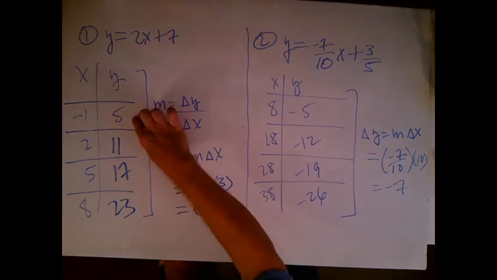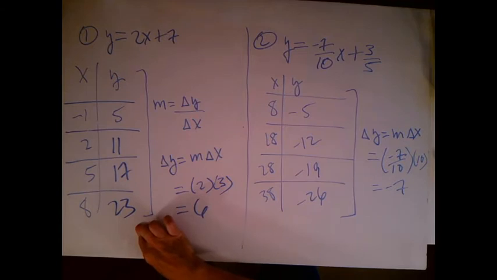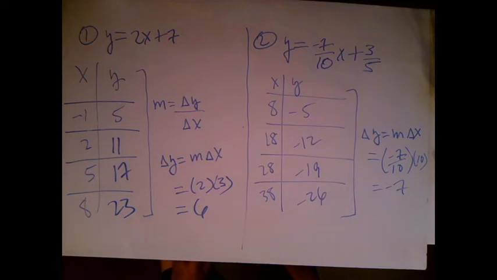So from 5 I add 6, I get 11, I add 6, I get 17, I add 6, I get 23, and that's always going to be the way it is with linear data. As long as the x's are evenly spaced, you're going to be able to fill out the y values real quickly once you just get the first one.